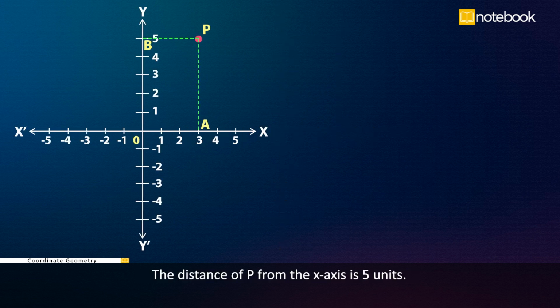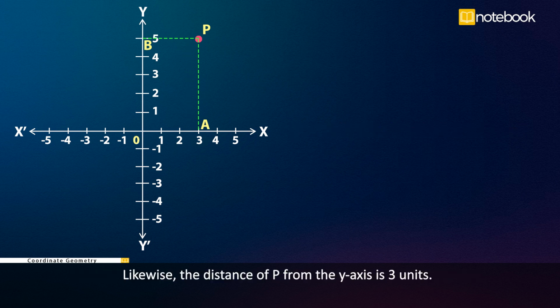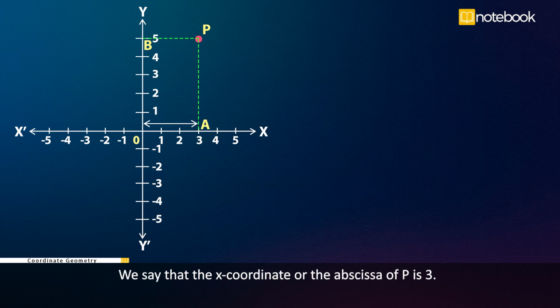The distance of P from the x-axis is 5 units. In other words, we say that the y-coordinate or the ordinate of P is 5. Likewise, the distance of P from the y-axis is 3 units. We say that the x-coordinate or the abscissa of P is 3.